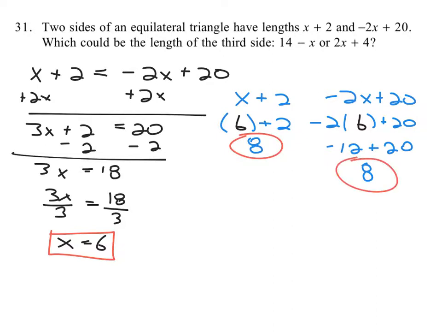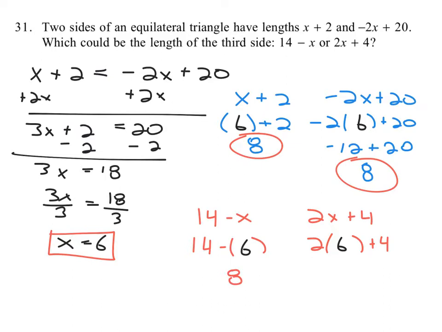So that means that they should all be calculating out to be a side length of 8 since it's an equilateral triangle. So let's plug in to the two expressions. They're asking which one could it be. Okay, and let's write those two expressions down as 14 minus x, or 2x plus 4. And then let's put in the values and see which one equals the number that we need it to be. And of course, those values were, it was 6, so we put in a 6 there.